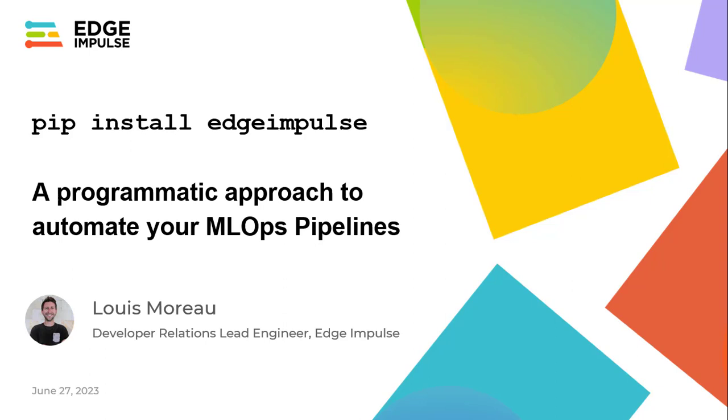Thank you, Valeria. Yeah, my name is Louis Moreau. I'm a developer relations engineer with Edge Impulse. I've been with Edge Impulse for about two and a half years, and I'm French, as you can hear from my accent. In today's session, I'll show a programmatic approach to automate your machine learning operation pipelines. The talk is called pip install edgeimpulse, and it's actually as easy as that: just install the Edge Impulse Python SDK, and you're good to go.